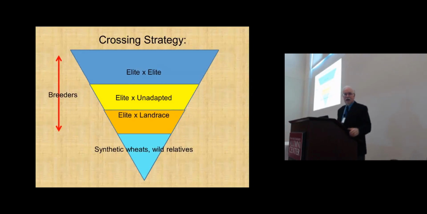We do elite by unadapted. We'll talk about what that means. We do elite by land races. I'm going to give you some pretty good examples of why we do that. And then we go back to the synthetic wheats and wild relatives, basically to broaden our gene pool. And if I told you today that the elite nurseries coming out of CIMMYT, the International Maize and Wheat Improvement Program, 25% of their best wheats all have synthetic germplasm in them. That shows you how valuable the wild relatives are, how valuable the bridge from the wild relatives to modern wheat is.